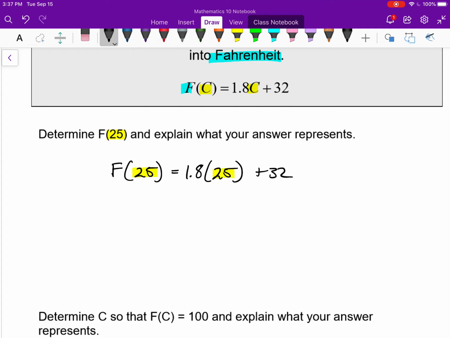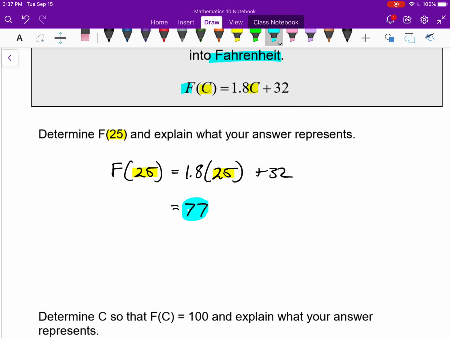And now probably go to a calculator. 1.8 times 25, plus 32. Might as well just type it all in. You get 77. So that's my output. But what does this mean? Yes, 77 is degrees Fahrenheit. But I need a bit more than that.